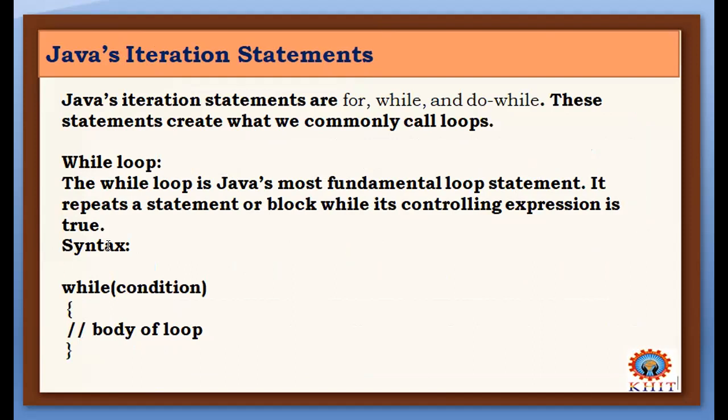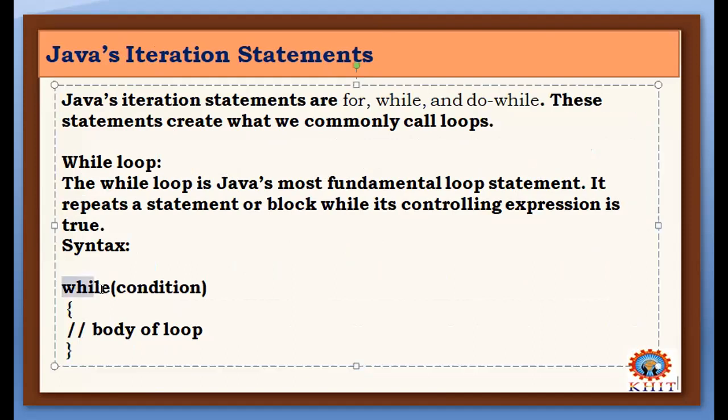So what is the syntax for the while loop? While, you check the condition first, if the condition becomes true, then the body of the loop executes. And the body of the loop should contain at least one increment statement.